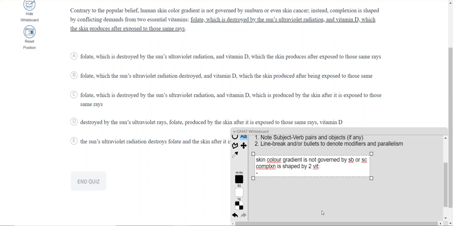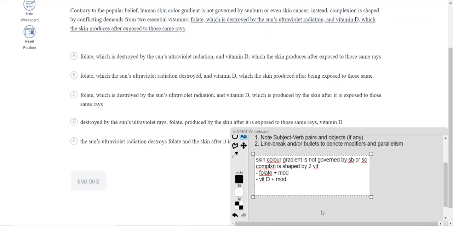The first element in the parallel structure is folate. Folate, which is destroyed by the sun's ultraviolet radiation. Now it's a which modifier, so I'm just going to say folate plus modifier. And the second part there is vitamin D, which the skin produces after exposed to those same rays. Now, there's a bit of a problem towards the end of the sentence. I'm just going to say vitamin D plus another which modifier. So bare bones, this is the structure of this sentence.